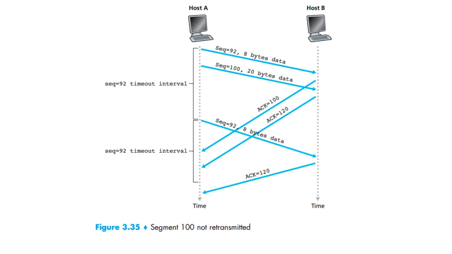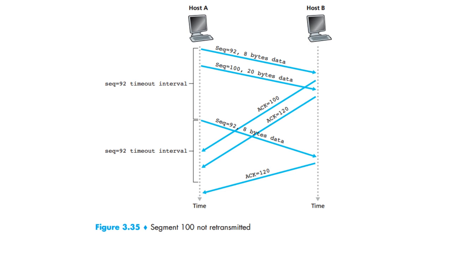Figure 3.35, Segment 100 not retransmitted. Here, in this figure, host A sends two segments back to back. The first segment has sequence number 92 and 8 bytes of data, and the second segment has sequence number 100 and 20 bytes of data. Suppose that both segments arrive intact at B, and B sends two separate acknowledgements for each of these segments. The first of these acknowledgements has acknowledgement number 100. The second has acknowledgement number 120.